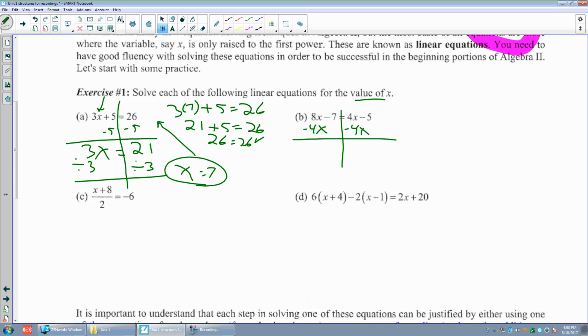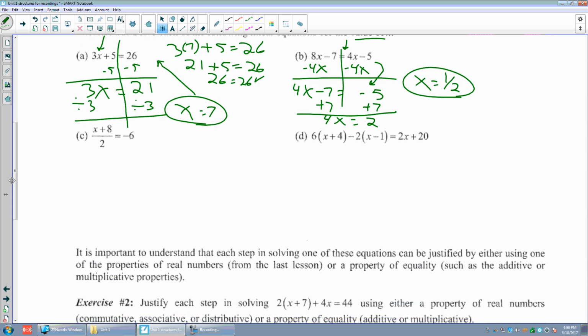So I subtract it. Why? Because there's a little addition sign right there. It's positive. So I'm left with 4x minus 7 equals negative 5. The negative sign, the minus 5, that comes down. Okay, now I am going to add 7, 4x equals positive 2. When I divide by 4, I get x equals 1/2.